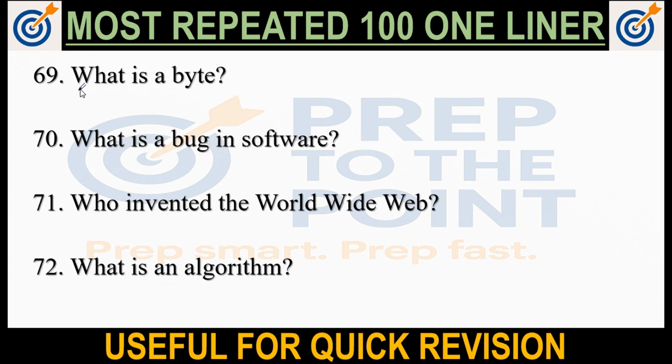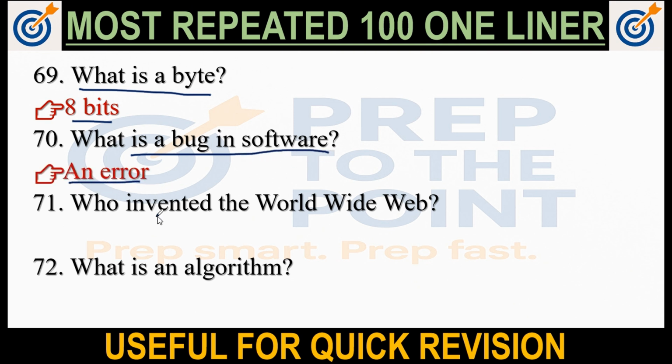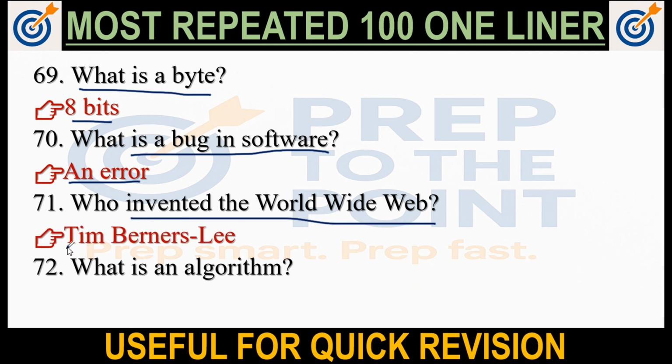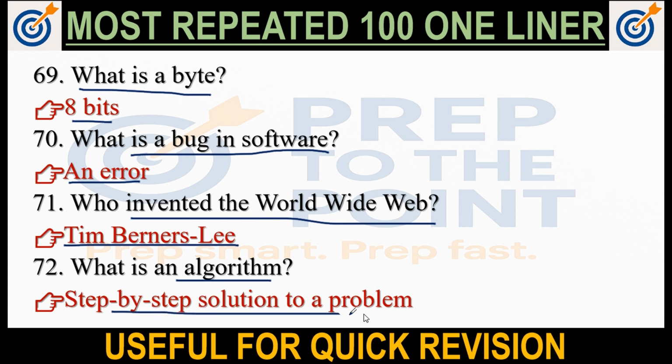What is a byte? 8 bits. What is a bug in software? An error in the software. Who invented the World Wide Web? Tim Berners-Lee. What is an algorithm? Step-by-step solution to a problem.